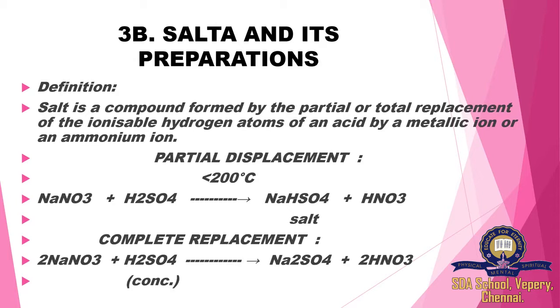The next thing, complete replacement. Why it is complete replacement? When the acid is reacting, whatever the hydrogen is present in that was completely replaced. Then only the reaction was complete. That's why for the before reaction, we replaced only one hydrogen atom, so that we need to remove two hydrogen atoms. So the next reaction, two molecules of sodium nitrate is reacting with sulfuric acid, and then it is giving sodium sulfate, and then two molecules of nitric acid.